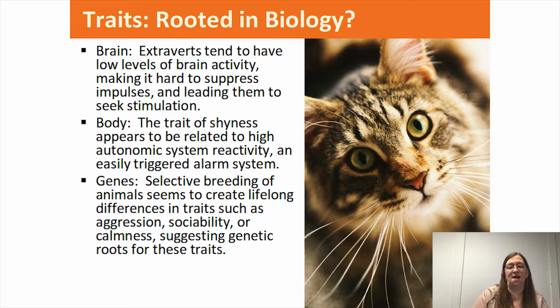When we look at brain differences, extroverts tend to have low levels of brain activity, making it hard to suppress impulses and leading them to seek stimulation. So we know that extroverts are externally motivated. They thrive off of the excitement of the external world, where introverts tend to thrive off of the internal world of their own minds.